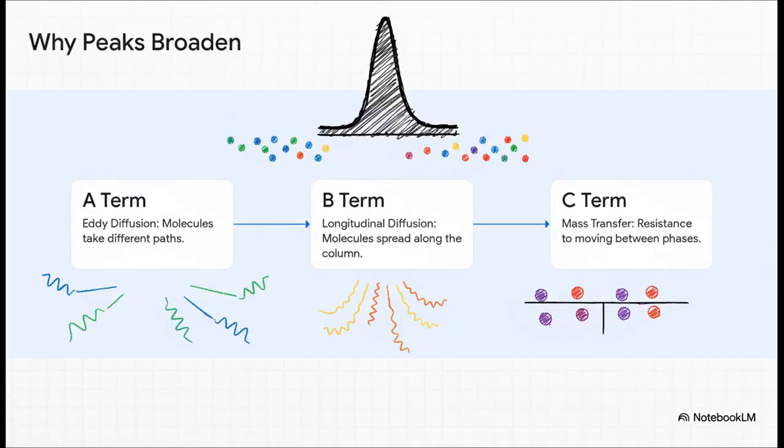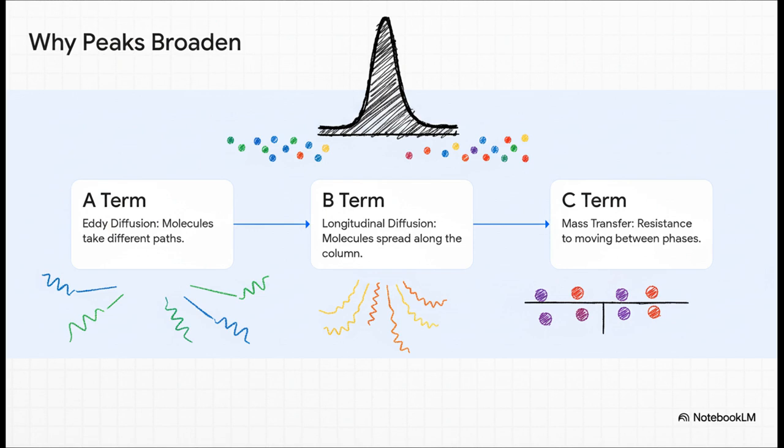So this equation basically breaks down peak broadening into three main culprits. First, you've got the A term, that's eddy diffusion. Just imagine some molecules taking the scenic route through the column packing, while others find a super fast shortcut. That difference in path length spreads them out. Then there's the B term, longitudinal diffusion. This is just basic physics. Molecules will always naturally spread out from a concentrated area.